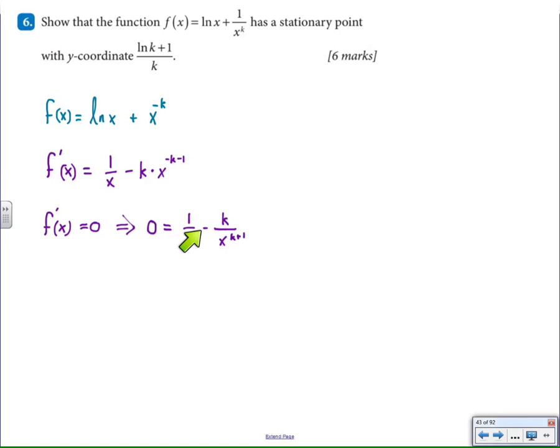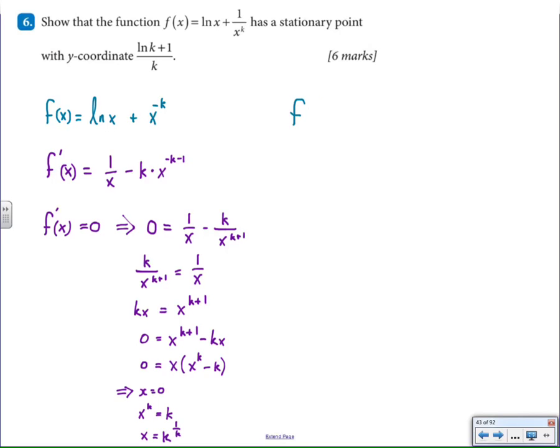In order for this term, subtract this term to equal 0, the two terms must be equal to each other. In other words, we add something over to both sides. And then we factor out an x. Notice again here that x to the k plus 1 is the same as x times x to the k. So I factor out that x. Notice if we redistribute, we'll be back where we started from. And now I use the zero product principle. Either x could be 0 or x could be equal to the kth root of k.